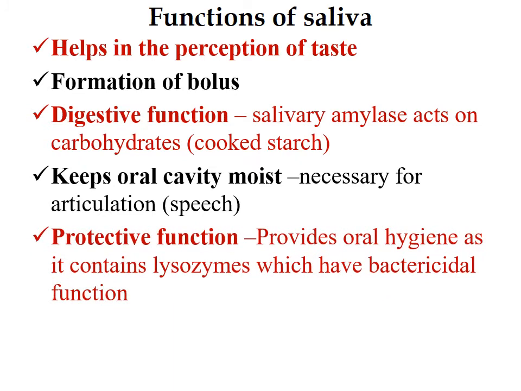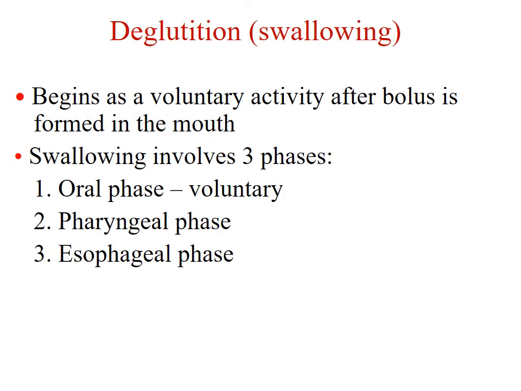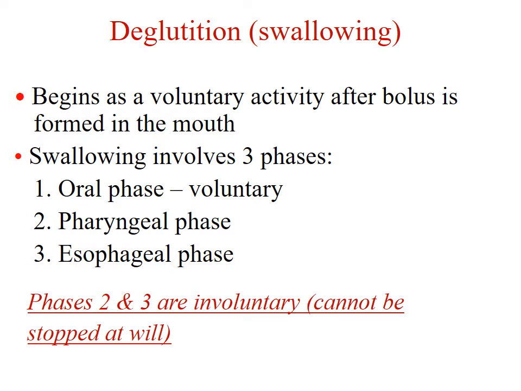Protective function: it provides oral hygiene as it contains lysozymes, which have bactericidal action. Now let us discuss deglutition, or swallowing. Swallowing begins as a voluntary activity after the food bolus is formed in the mouth. It includes three phases: the oral phase, which is voluntary, and the pharyngeal phase and esophageal phase, which are involuntary. Remember, phases 2 and 3, the pharyngeal and esophageal phases, are involuntary, which means they cannot be stopped according to our will.